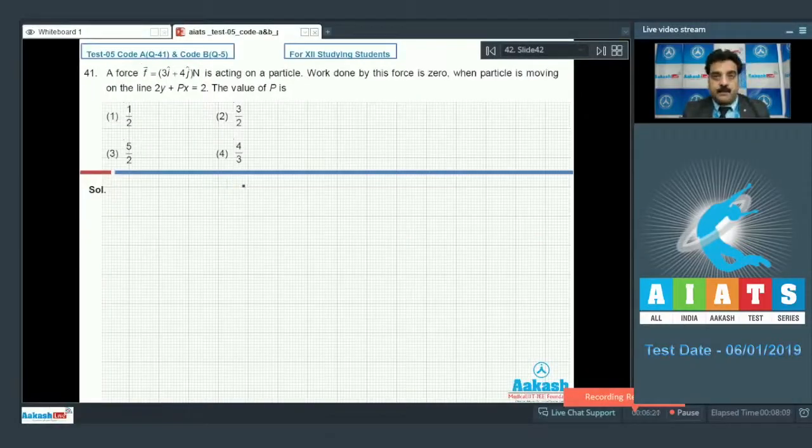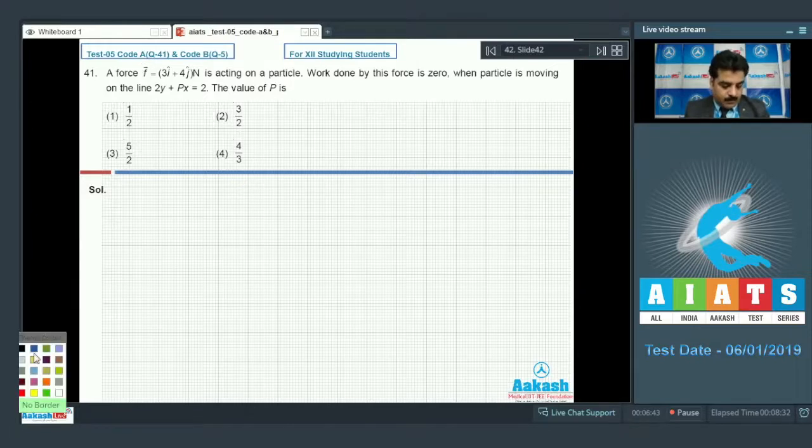In question number 41, a force F = 3i cap + 4j cap Newton is acting on a particle. Work done by this force is 0 when the particle is moving on the line 2y + px = 2. The value of p is? This is a very interesting question. So you will see how I am going to solve.